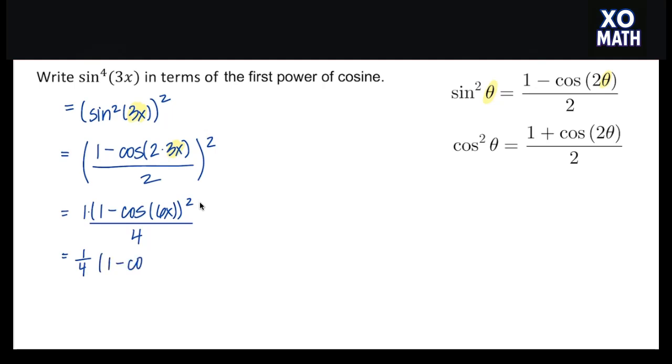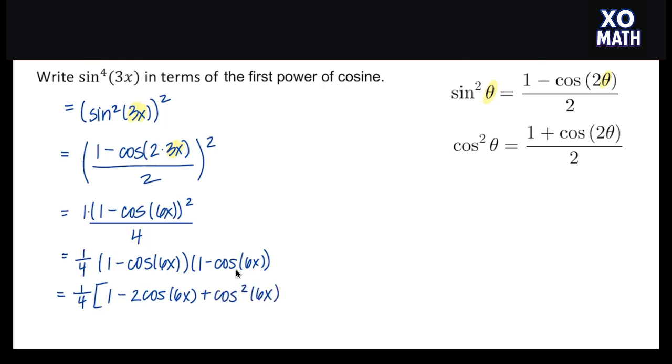So it's 1 minus cosine 6x times the quantity 1 minus cosine 6x. So I'm going to distribute. I'm going to have that 1/4 in front, and then I'm going to have here 1 times 1 is 1. Outer and inner is going to be 2 copies of negative cosine 6x, so minus 2 cosine of 6x. And then these last two, negative cosine 6x times negative cosine 6x, is plus cosine squared of 6x.